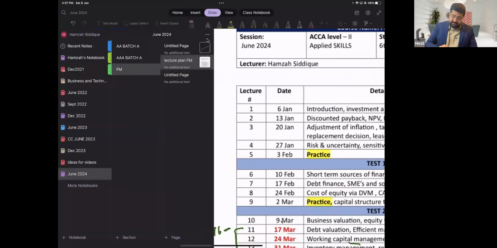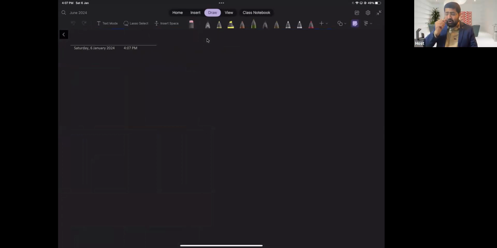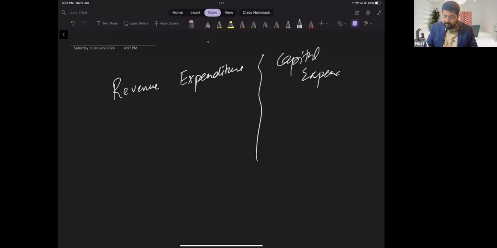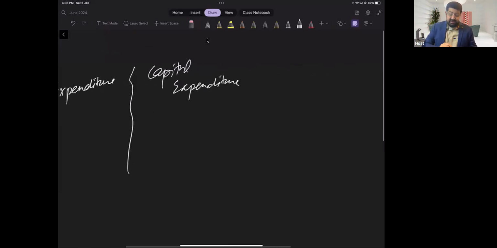Students, investment appraisal. Businesses and organizations make expenditures, they spend money, and that money is in the form of revenue expenditure and capital expenditure. Revenue expenditure is day-to-day expenses. You have to buy fuel, pay the electricity bill, buy stationery for the office, buy milk for the kitchen for the tea of the staff. That is revenue expenditure. Then there is capital expenditure.